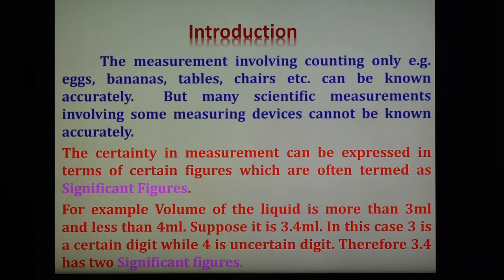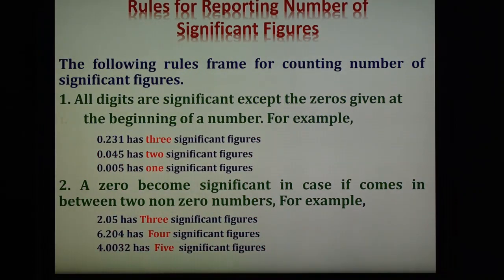In this way we can calculate the number of significant figures in a number. We conclude that the number of significant figures in any number depends upon the precision of the scale employed for the purpose, and the better the precision of the measuring scale, the lesser will be the uncertainty in the measurement. So this is significant figures, and now we are going to see the rules to report the number of significant figures. There are 4 basic rules for counting the number of significant figures.